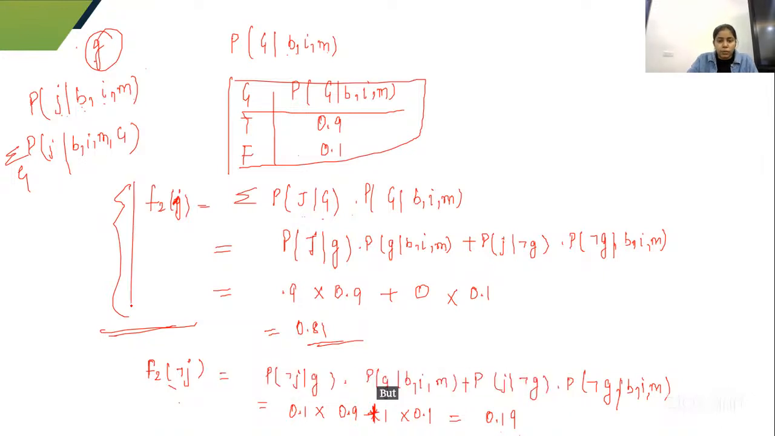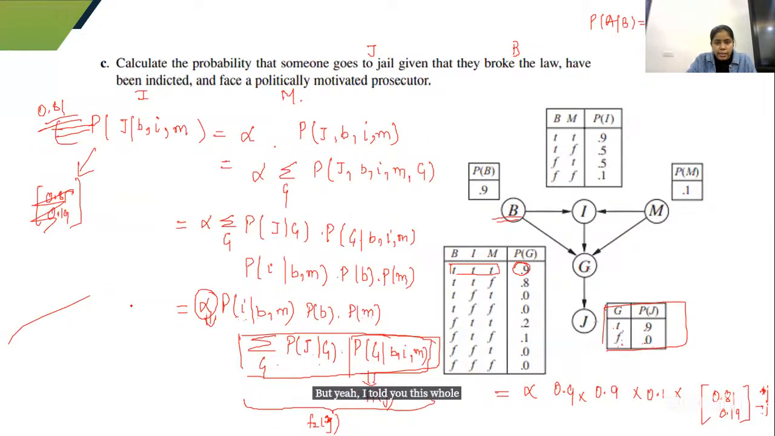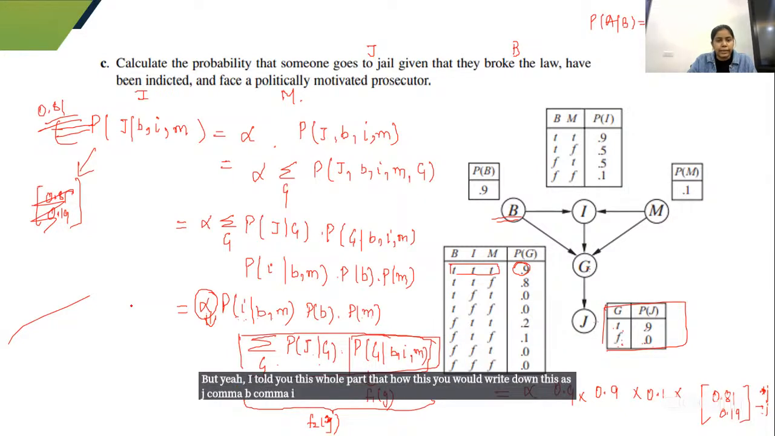But I told you this whole part, how you would write this down as J comma B comma I comma M comma G, and then you would solve the probability.